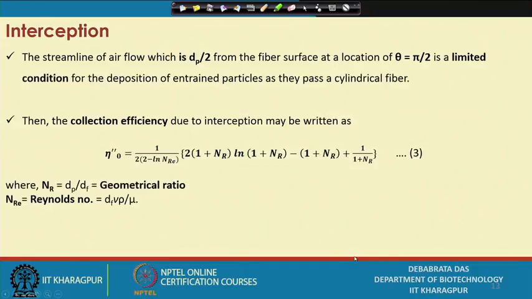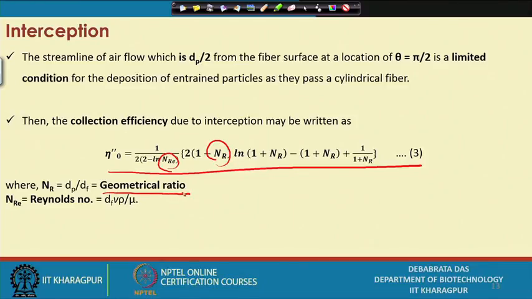The interception can be expressed like this. This is eta 0 2, equal to this, 1 by 2 into 2 minus ln NRE, where NRE is the Reynolds number and NR is the geometric ratio. What is the geometric ratio? dP by dF. dP is the diameter of the particle, dF is the diameter of the fiber. So, this is how we can determine it.